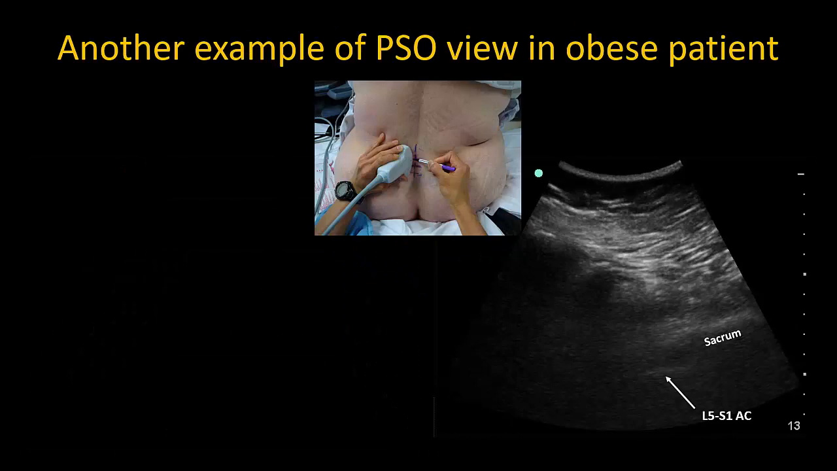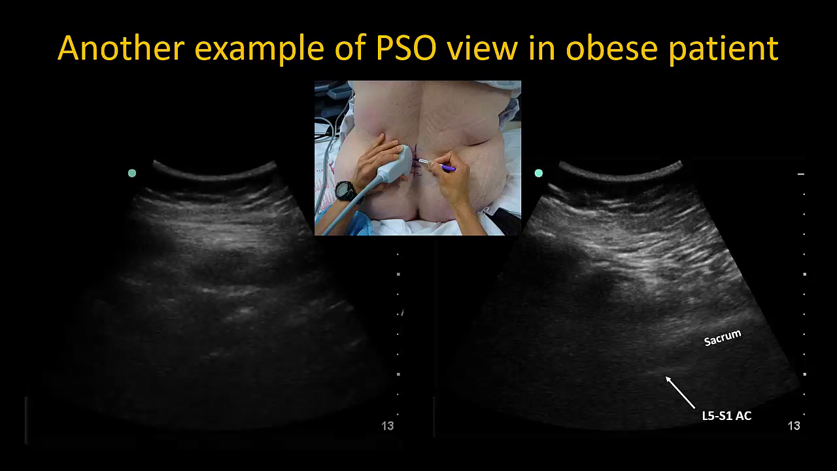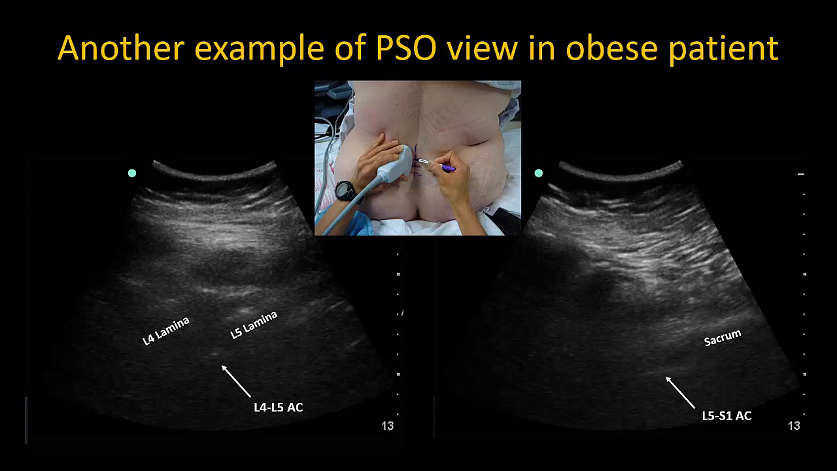One final example, which will hopefully help reinforce recognition of the patterns that we are looking for. The sacrum is visible at about 8 to 9 centimeters deep, and the L5-S1 anterior complex is faintly visible. Moving cranially, the L5 and L4 lamina come into view with a very small and faint hyperechoic line where we expect the L4-L5 anterior complex to be.